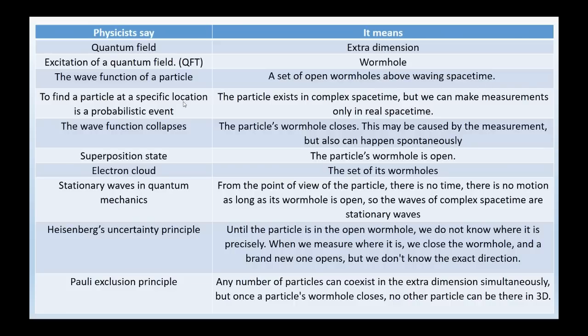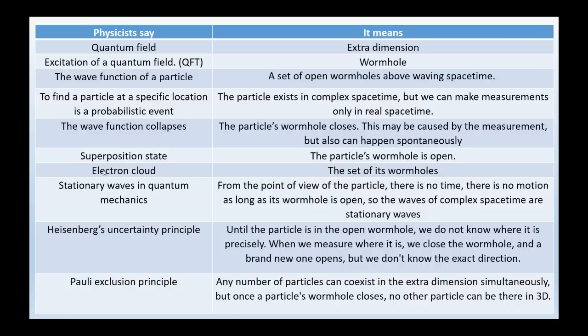To find a particle at a specific location is a probabilistic event. The reason for this is the particle exists in complex spacetime, but we can make measurements only in real spacetime. The wave function collapses means that the particle's wormhole closes. This may be caused by the measurement, but it can also happen spontaneously. A superposition state means that the particle's wormhole is open. Electron cloud means the set of its wormholes.